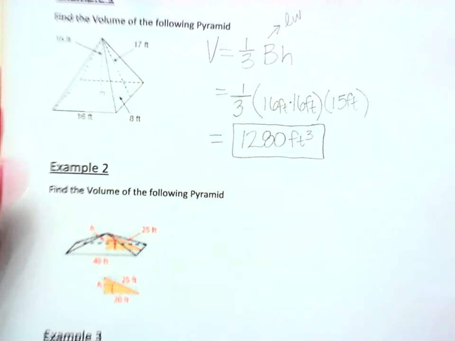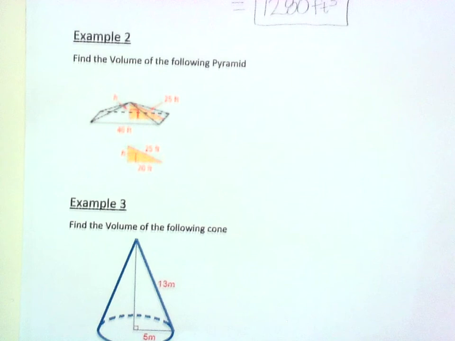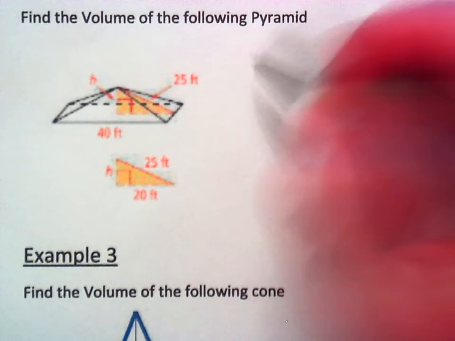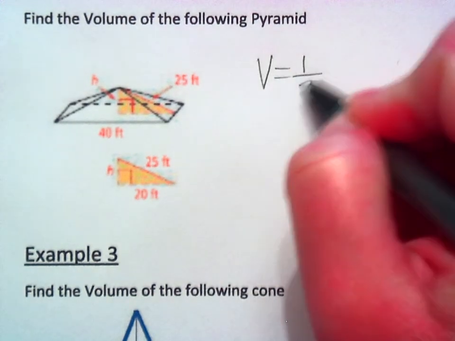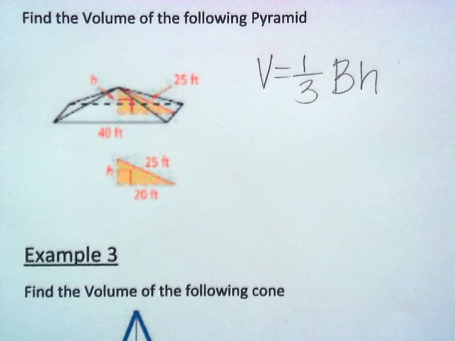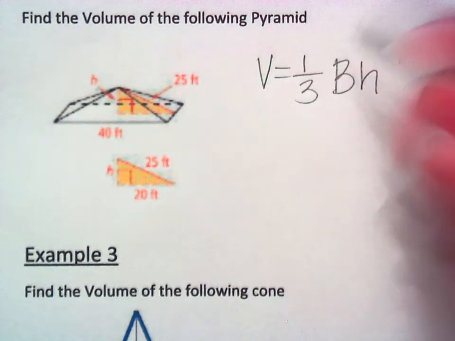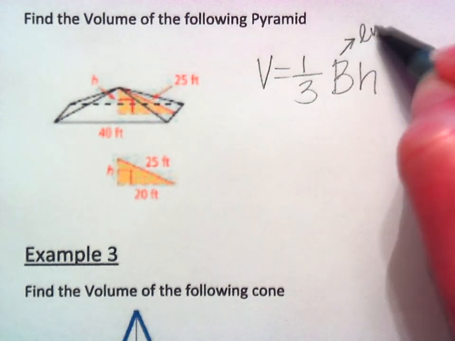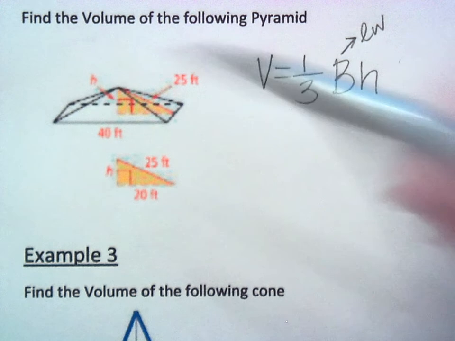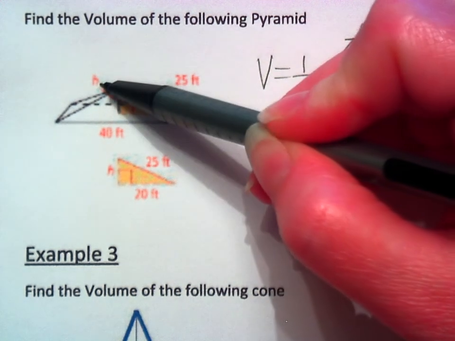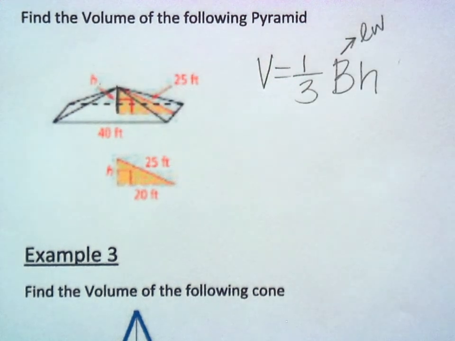Okay, let's move down to the next one. This one is kind of kicking it up a notch. It's a little bit more difficult. We're going to use the same formula. The base of our pyramid is a square again, so we're still just going to do length times width. The problem is we actually don't know what the height is. It just says h right here. So I'm going to have to figure out that height.